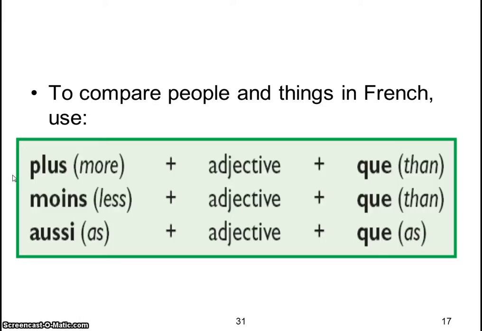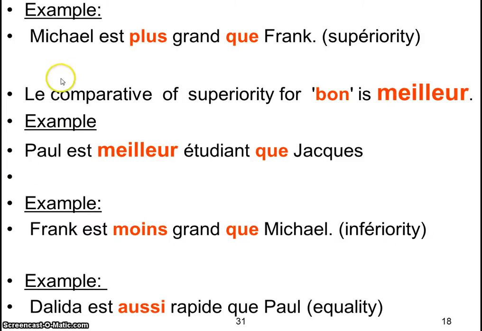Okay, so let's go ahead and try some examples really quick. Let's say for example we have Michael est plus grand que Frank. Okay, superiority. Michael est plus grand que Frank. Michael is taller than Frank. You can say more tall, but we don't use more tall in French, or in English. We say taller.